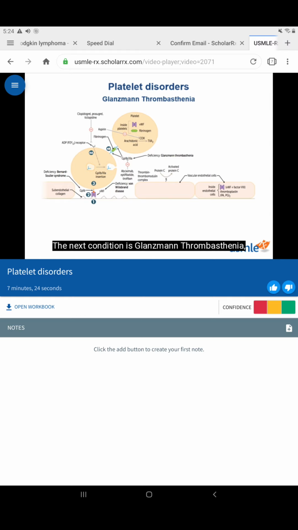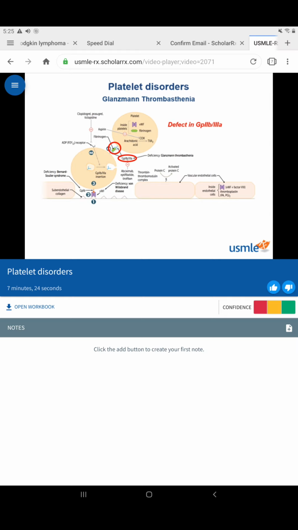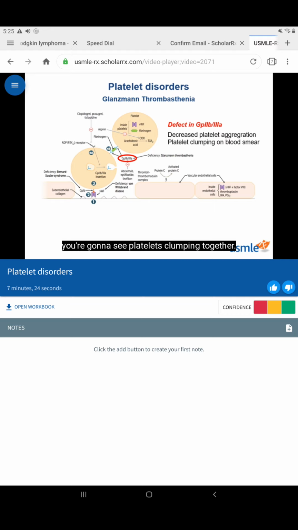The next condition is Glanzmann thrombasthenia, which is very similar to Bernard-Soulier. This time the defect is in GP2B3A, which is right here. And this is due to a defective integrin protein that prevents it from being anchored properly to the membrane. So as a consequence, we do not get platelet aggregation. These platelets are unable to stick to each other because they cannot bind this linking molecule fibrinogen. Again, we have a qualitative problem, as there's nothing wrong with the platelet count itself, but rather there's something wrong with the platelet. And so as a result of this, we have a long bleeding time with a normal platelet count. And lastly, when it comes to blood smear, you're going to see platelets clumping together.